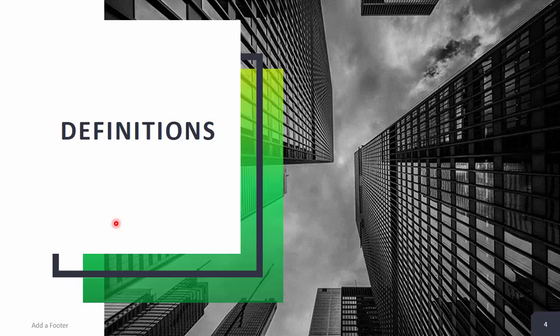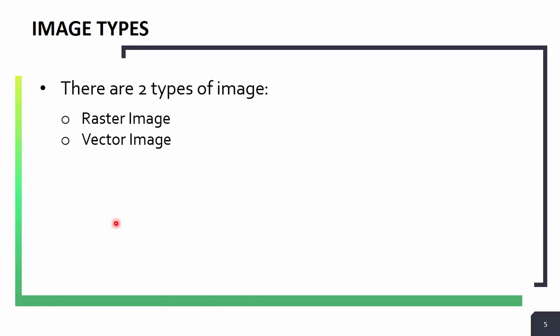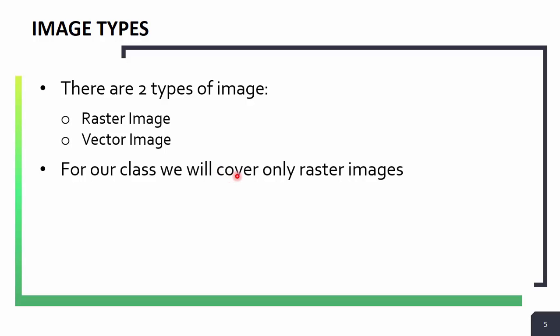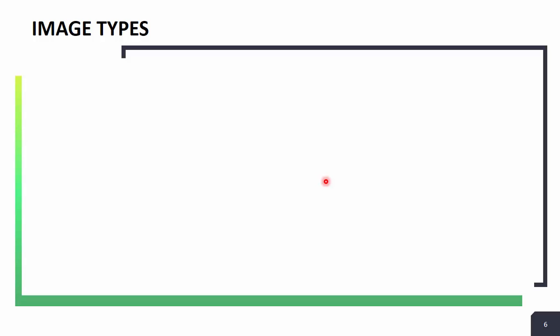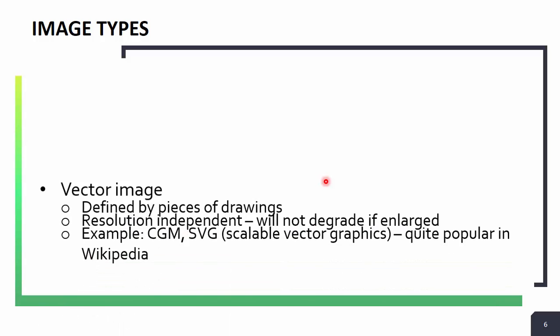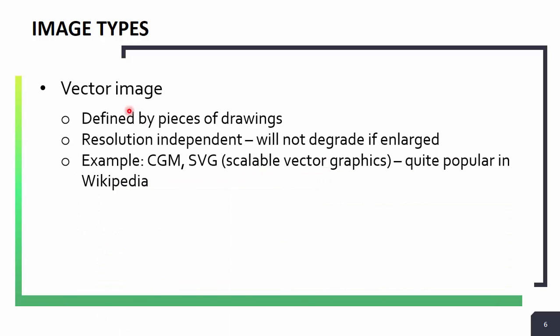Let us go through a few simple definitions regarding image. The first is definitions about the type of images. There are two types of image: raster image and vector image. For our class, we will cover the raster images. But let us get some idea about what is vector image.